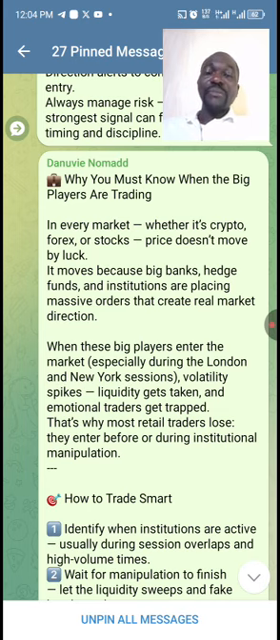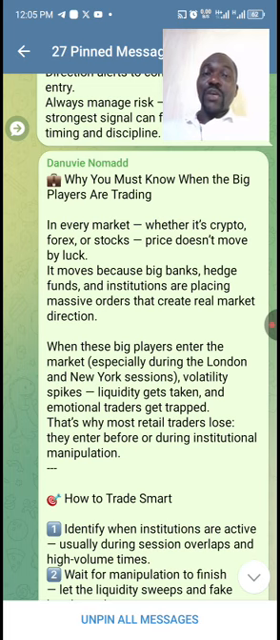Okay, let's continue. It moves because big banks, hedge funds, and institutions are placing massive orders. Please, if you are taking notes, you can underline that word, massive orders. He said institutions and banks and hedge funds are placing massive orders that create real market direction. So it is because of their massive orders that they place during their trading sessions that price actually changes direction.